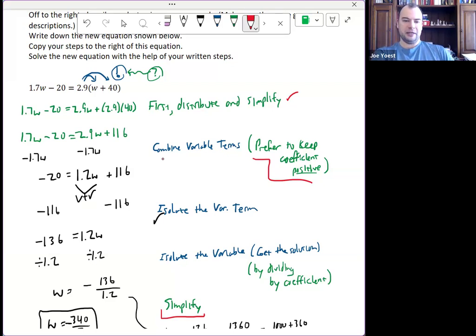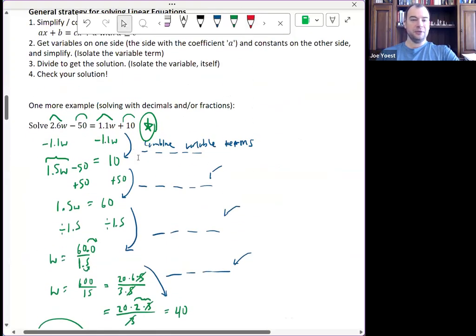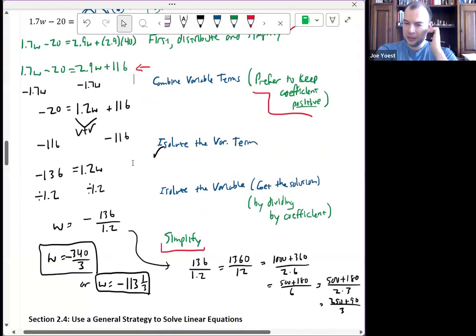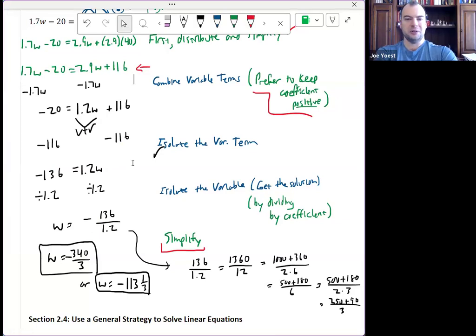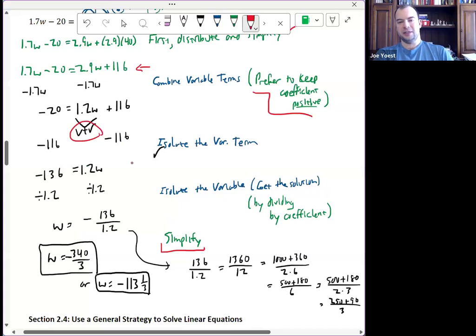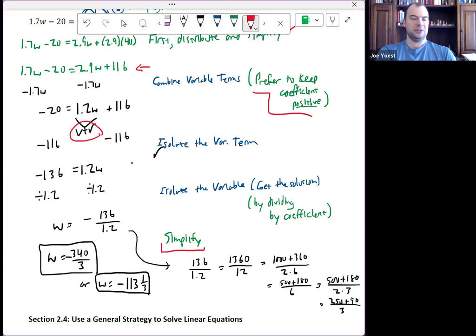So I distribute and simplify, and I end up with a right-hand side that looks like 2.9W plus 116. Now I have everything in simplest form. I can proceed forward with my original blue instructions taken from the previous example. I can combine my variable terms, preferring to keep the coefficient positive. So I'll subtract 1.7W from both sides to get negative 20 equals 1.2W plus 116. I've got my variable term combined now, and I only have one variable term anywhere.